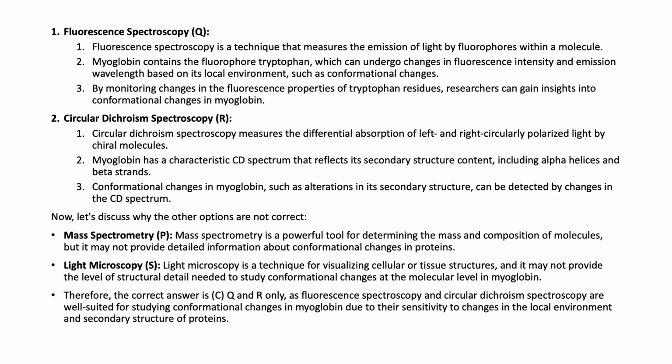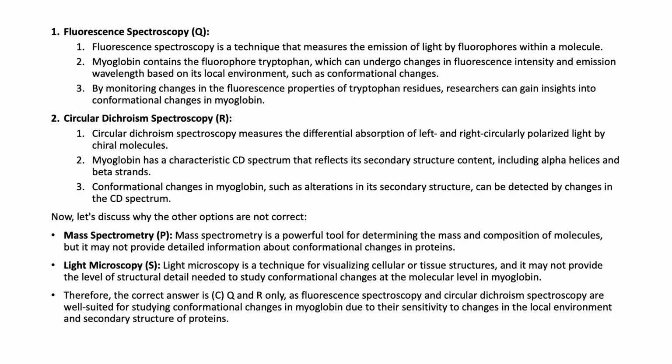The next option was circular dichroism spectroscopy, option R in the question. This measures the differential absorption of left and right circularly polarized light by chiral molecules. Myoglobin has a characteristic CD spectrum that reflects its secondary structure content, including the alpha helix and beta strands. Conformational changes in myoglobin, like alterations in secondary structures, can be detected by changes in the CD spectrum. So these two are the answers to our question.